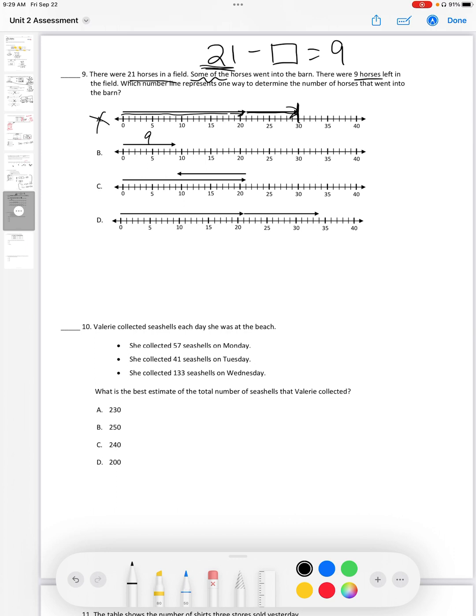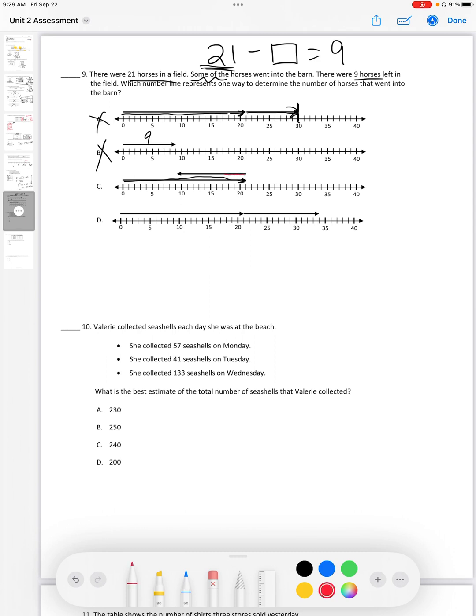And secondly, 21 minus 9, if I were to say, okay, let's plug a 9 in here, 21 minus 9 is not 9. So let's see if I can erase that. B does not work. C. My first arrow goes from 0 to 21. That represents the horses in the field. That's good. And then it goes back a distance.